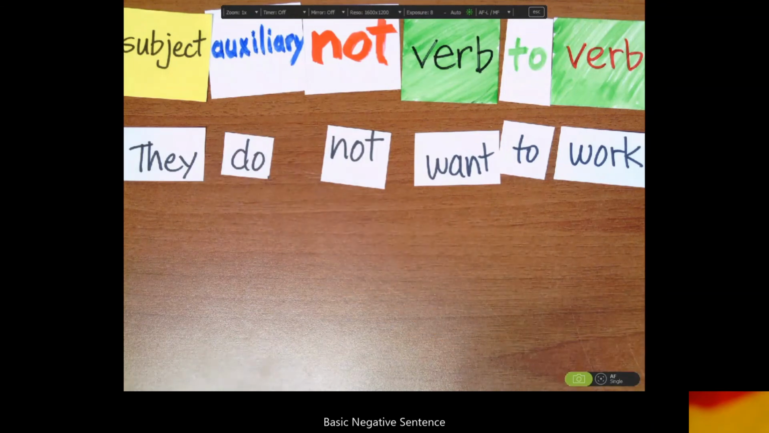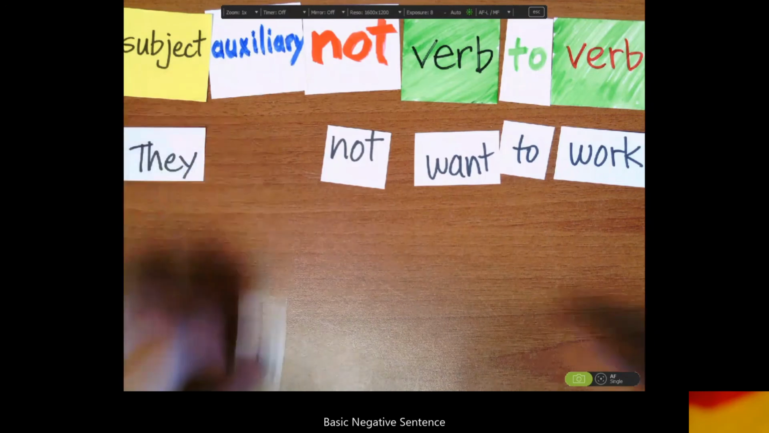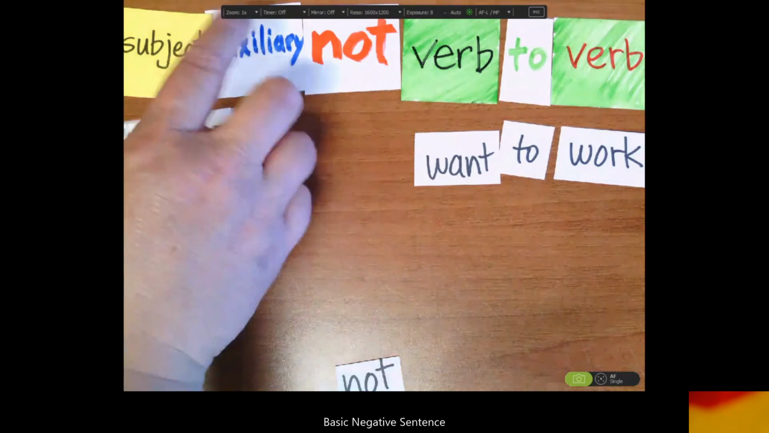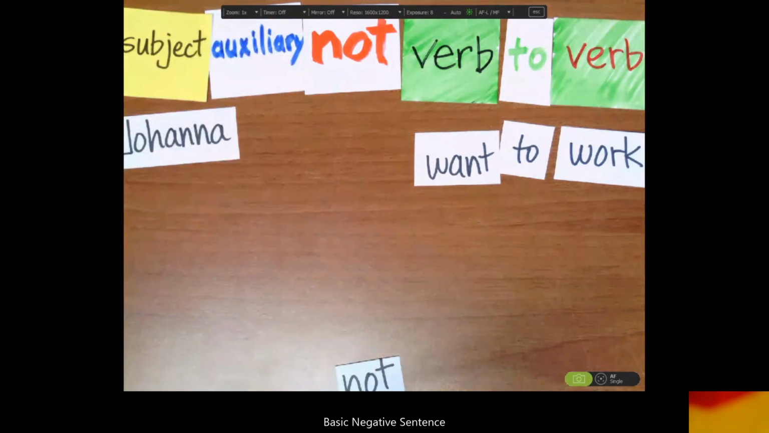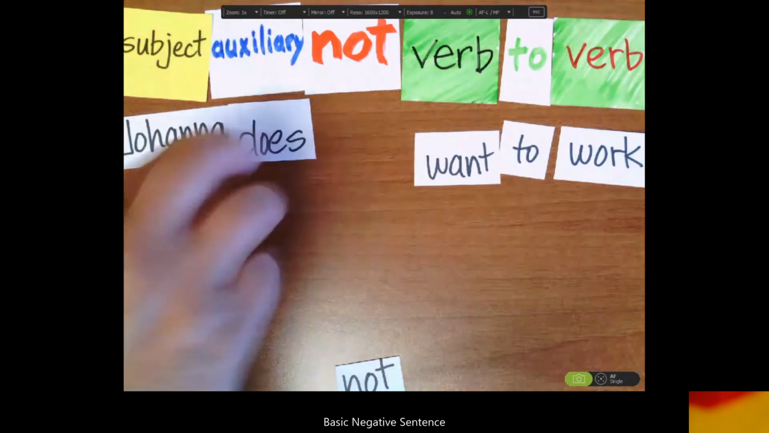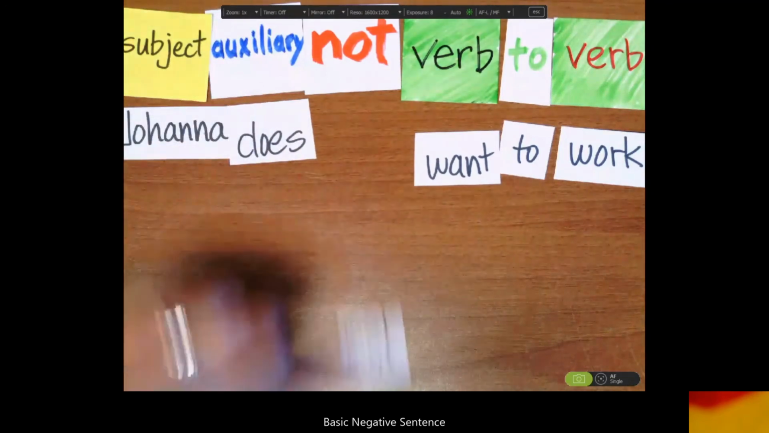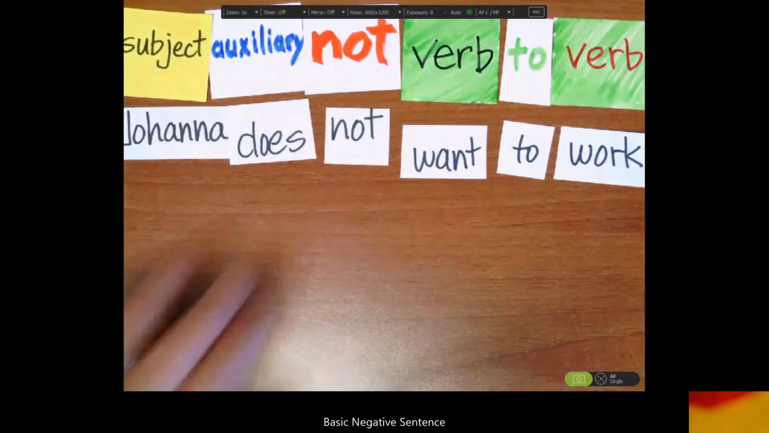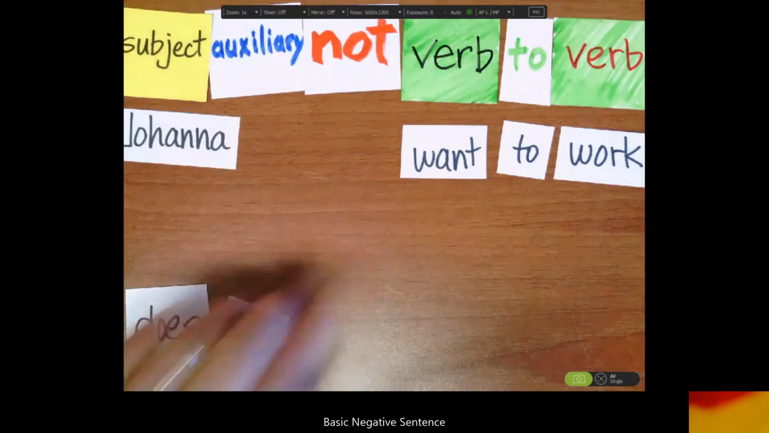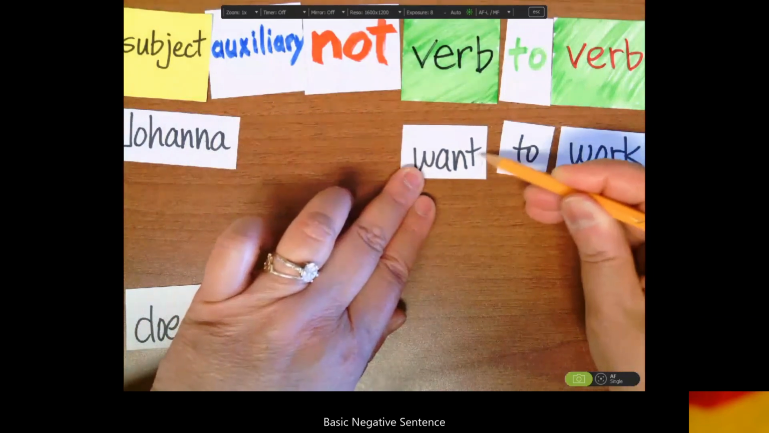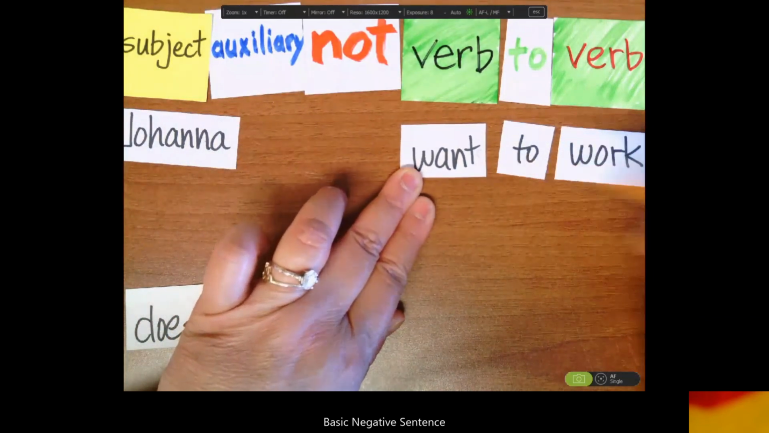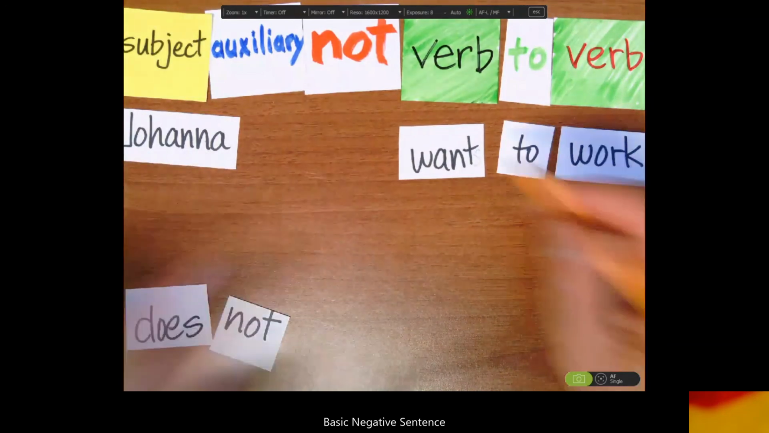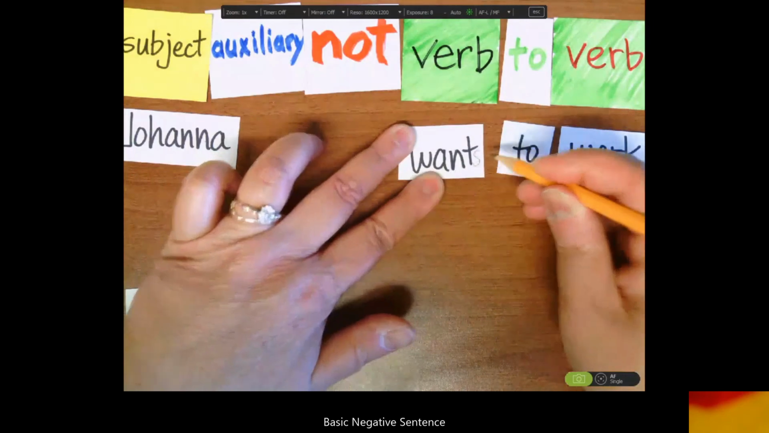So, for example, if I change it up and put Johanna, let me show you. And remember, the auxiliary shows the conjugation. Normally I would have Johanna wants with an S to work because it's a he, she, or it. So Johanna wants to work.